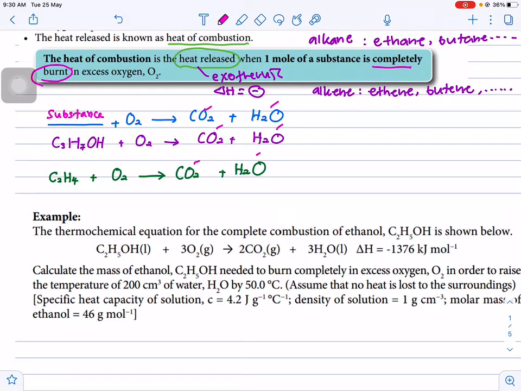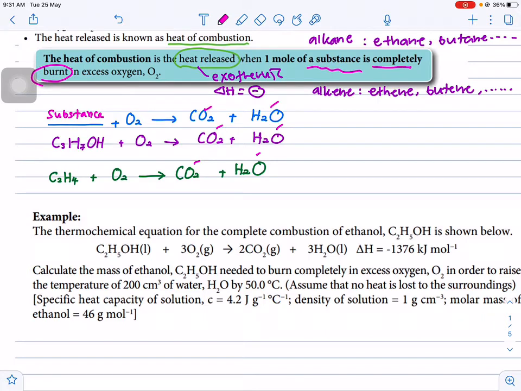It means that when 1 mole of ethanol, why I'm talking about ethanol? Because look at the definition. The definition said that the heat of combustion is heat release when 1 mole of the substance is burned. So who is burned here? The ethanol is burned. So mole yang kita akan focus is the mole for the ethanol.